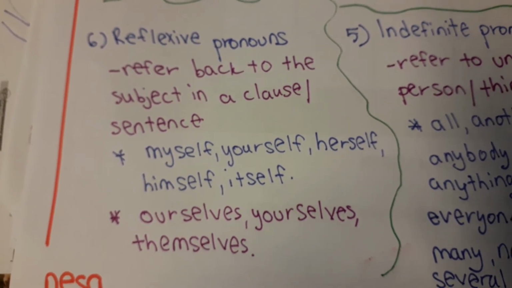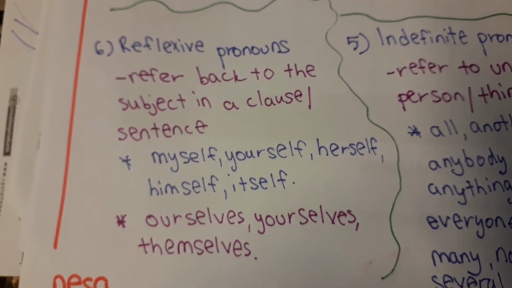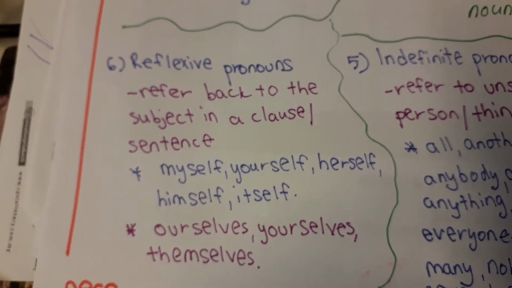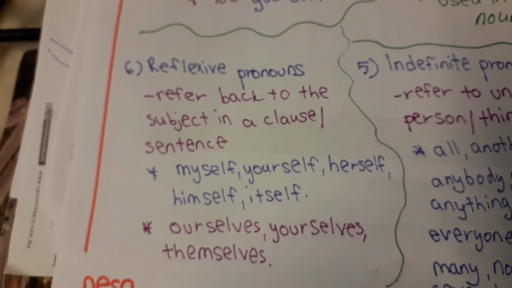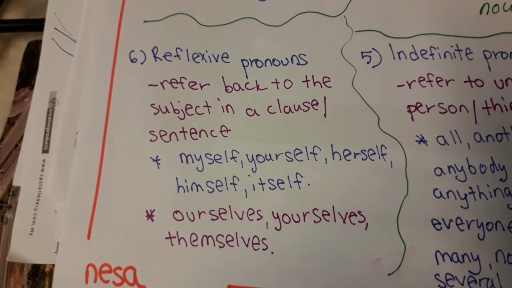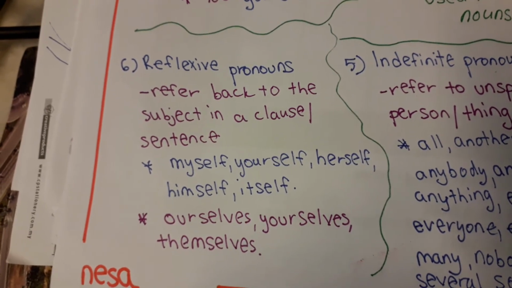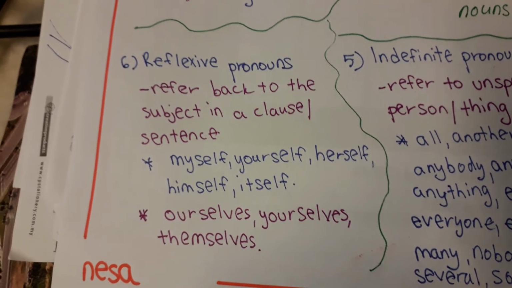Right, so for example, you could have a sentence like I built the house myself. So I is the subject and myself refers to the subject I.